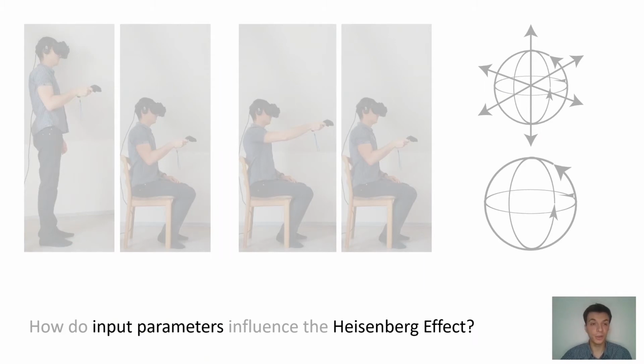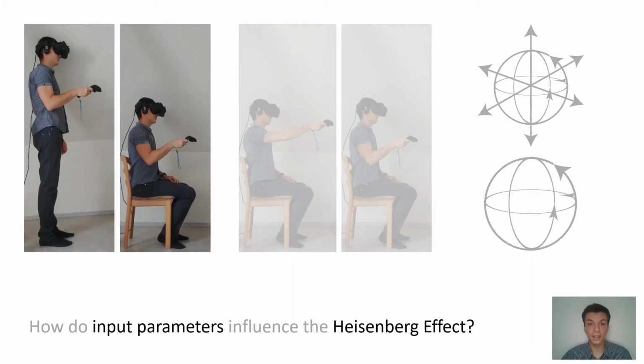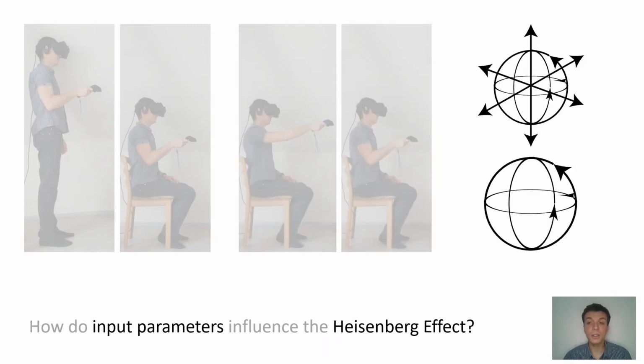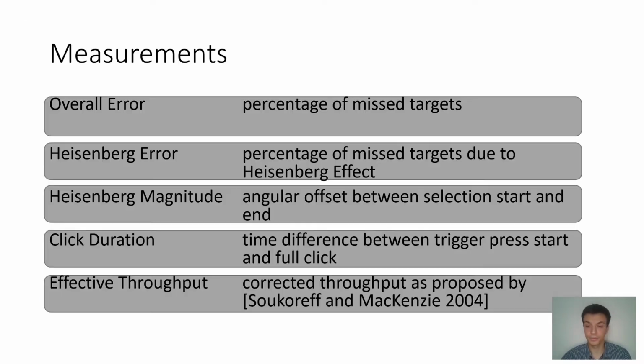We were also interested in how input parameters could influence the Heisenberg effect. To this end, we used body posture, so standing and sitting, arm posture, an extended arm and an applied arm, and the degrees of freedom, so using 6 degrees of freedom or 3 degrees of freedom. We had different measurements that we took.